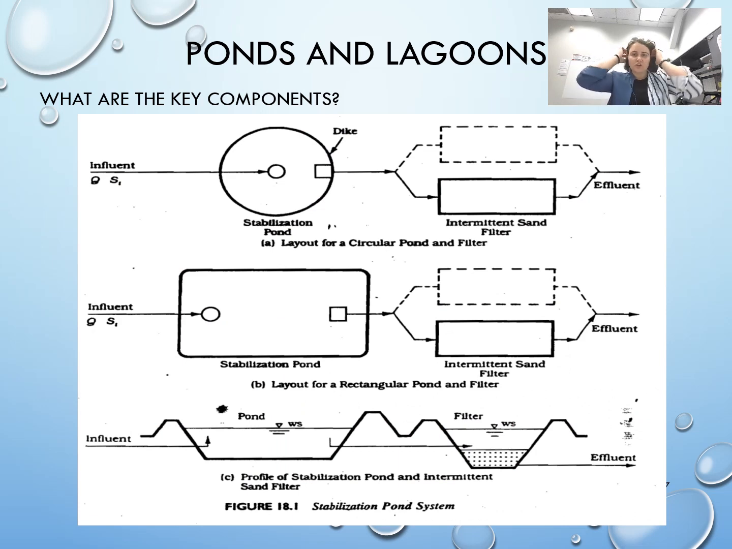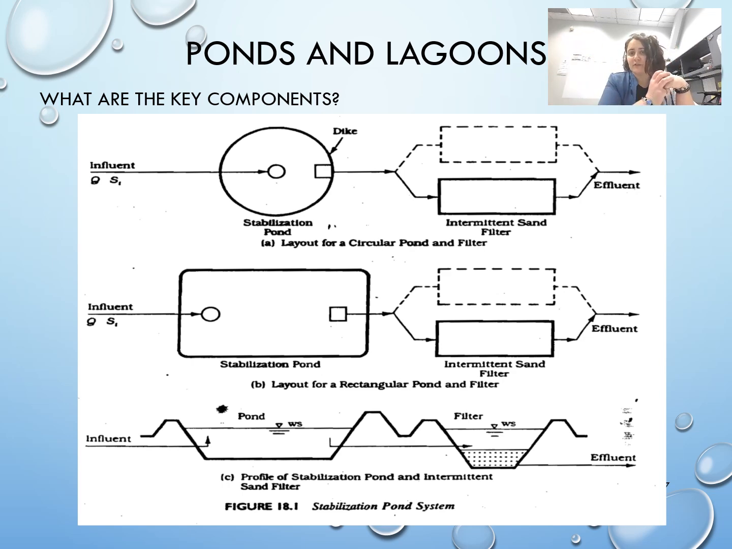So this is going to show you kind of a generalized flow diagram for what a pond looks like. So this is specifically stabilization ponds. They can have many different designs. They can be circular, they can be rectangular, and typically we have what we call an intermittent sand filter at the end. So we will have two filters in parallel, and we'll use one at a time. So intermittent just basically means that the water's not running through it all the time. It's running through it in batches. So the design of that's a little bit different because it's not continuous flow.